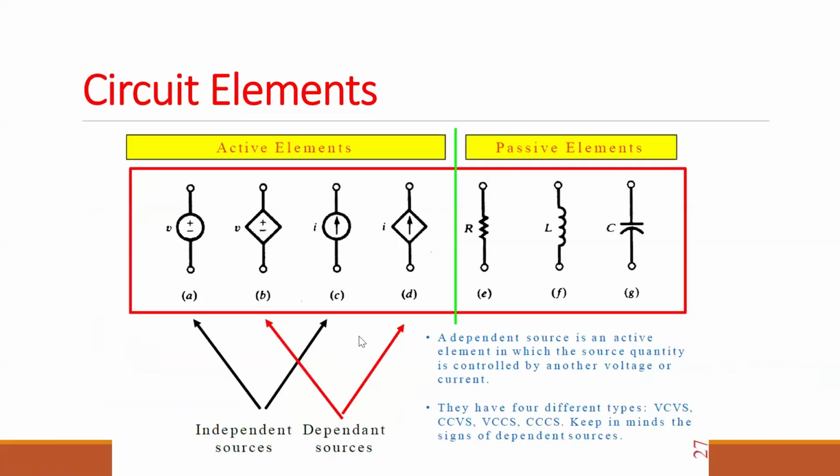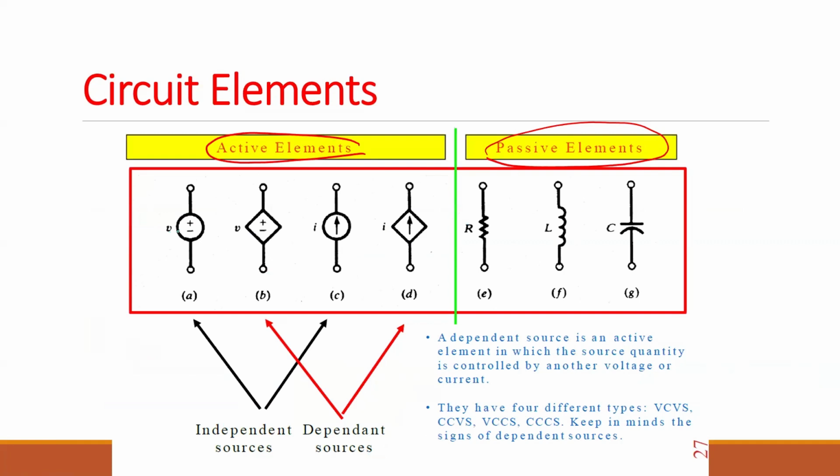Okay, now let's see the circuit elements. So we can have active elements, which are supplying energy, and passive elements, which are consuming energy. At the very beginning, we don't look at all the active and passive elements. However, we need to have that understanding. What do we mean by active and passive?